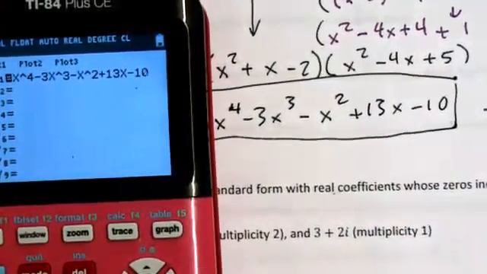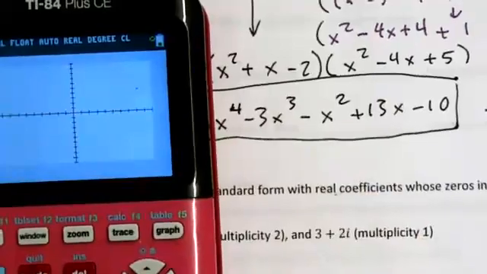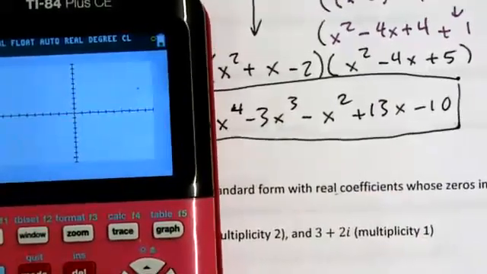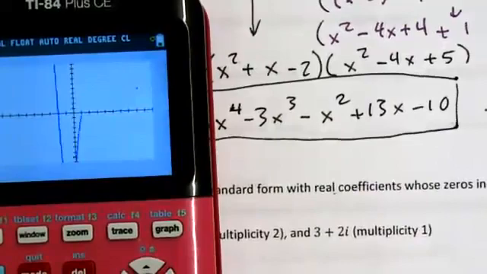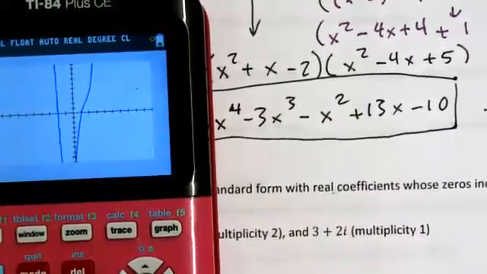Okay, so I'm looking for x-intercepts at -2 and 1. They should be singles. There's -2, there's 1. We got some wiggles in there. Feeling pretty confident.